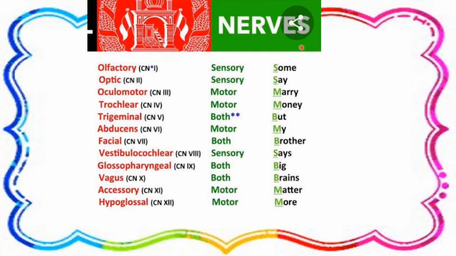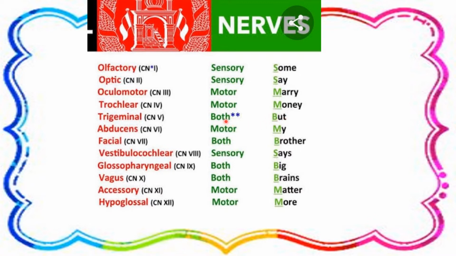And another way to remember the 12 cranial nerves and its type of impulse. Okay, so we have here, some say marry money, but my brother says big brains matter more. So it starts with letter S, no, and letter M. If it starts with letter S, it means its function is for sensory. Okay, for letter M, it's for motor, and for B, it's for both.